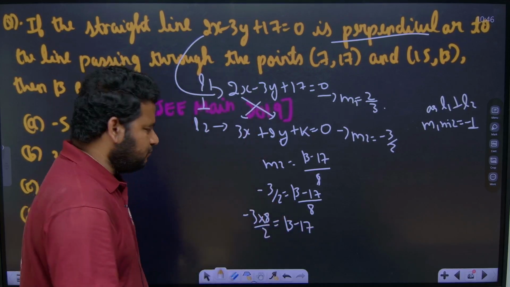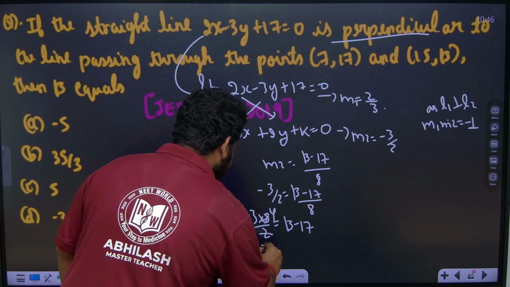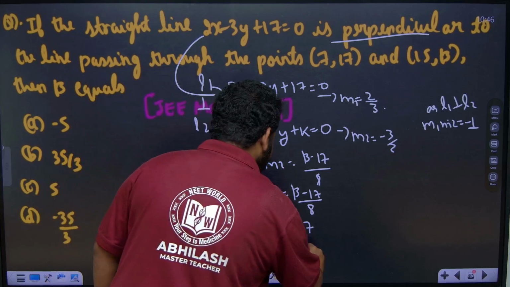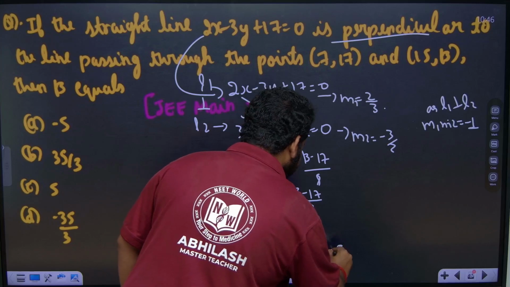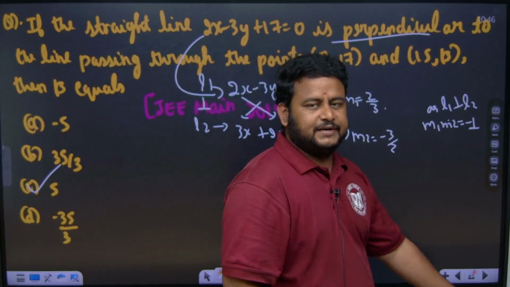This will become what? 2 1s are 2, 4s are 4. So this will be minus 12. This implies minus 12 will be equal to beta minus 17. So this implies beta is equal to minus 12 plus 17. So beta will be equal to 5. That is answer C. That is a JEE Main 2019 question. The beta value will be equal to 5.